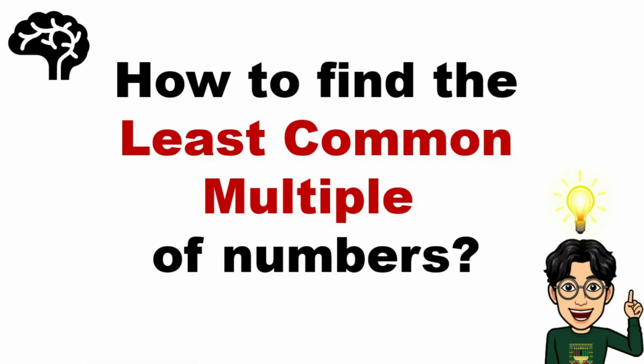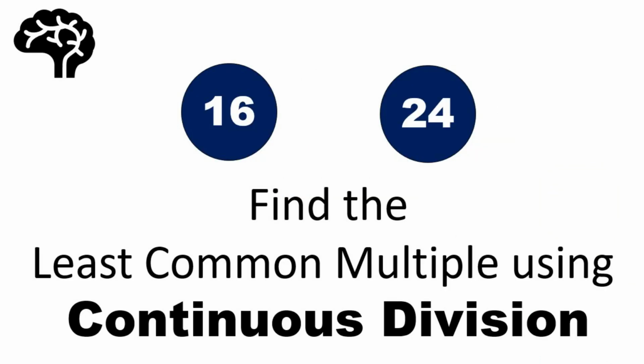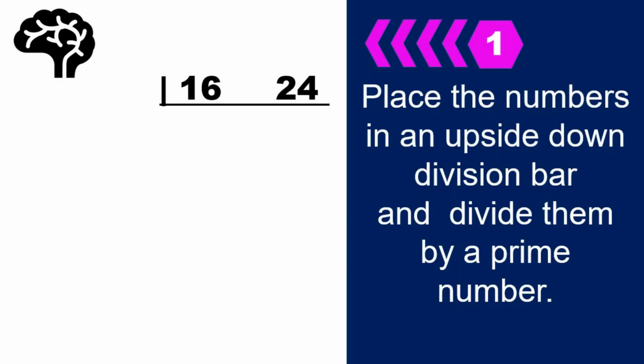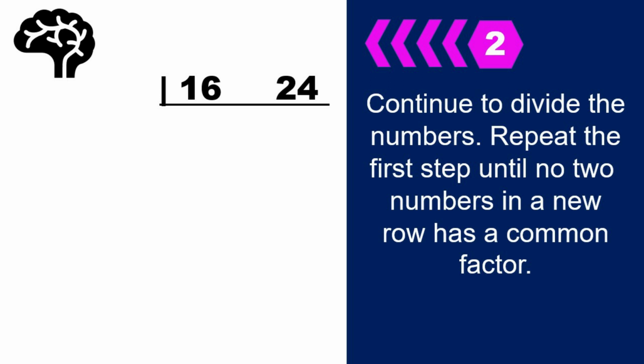How to find the least common multiple of numbers? Let's find the least common multiple of 16 and 24 using continuous division. Just like finding the greatest common factor of numbers, we have to place the numbers in an upside-down division bar and divide them by a prime number. Second, continue to divide the numbers. Repeat the first step until no two numbers in a new row has a common factor.